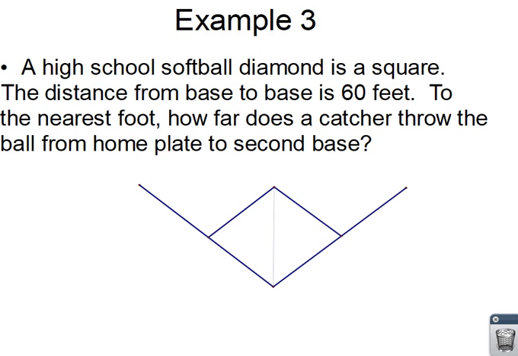All right, a word problem, because I like softball, so we'll do that. A high school softball diamond is a square, in all honesty. The distance from base to base is 60 feet, so every base path has to be 60 feet. When we measure out at the ballpark, it has to be 60 feet all the way around. So to the nearest foot, how far does my catcher throw from home to second to throw a girl out?